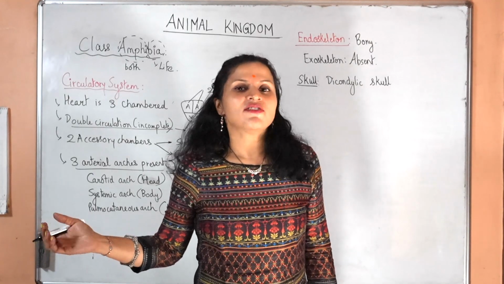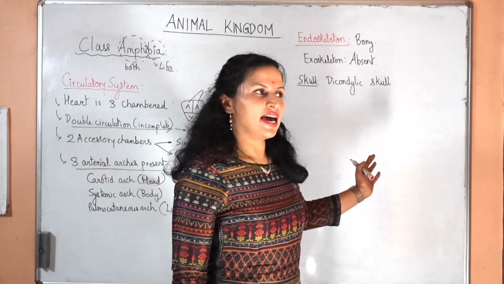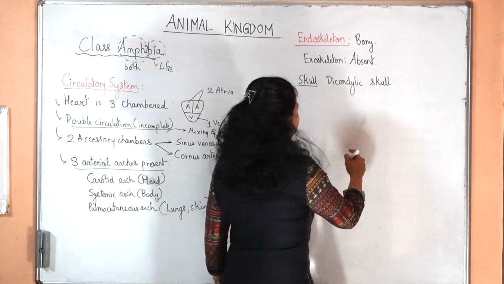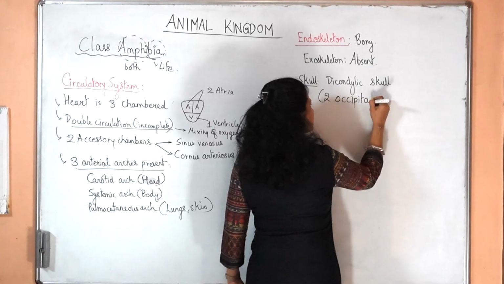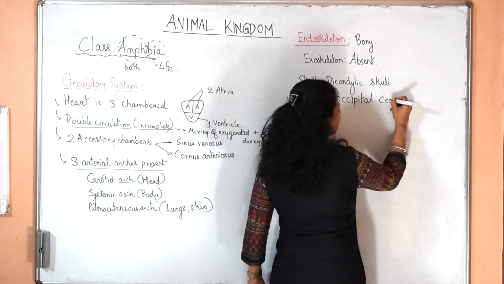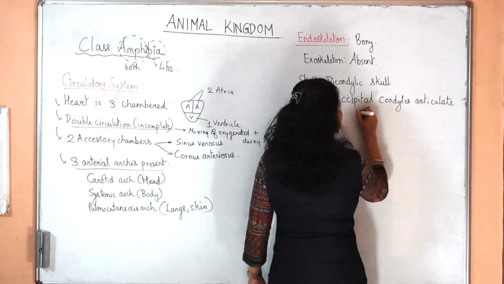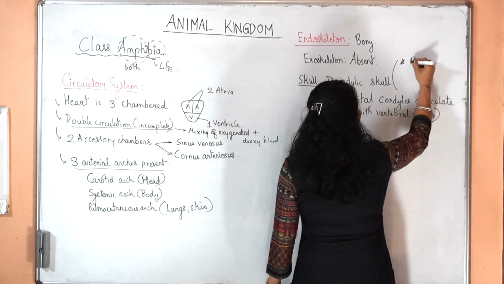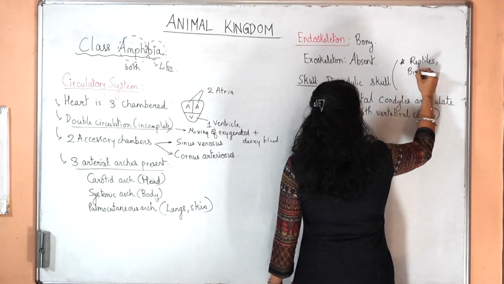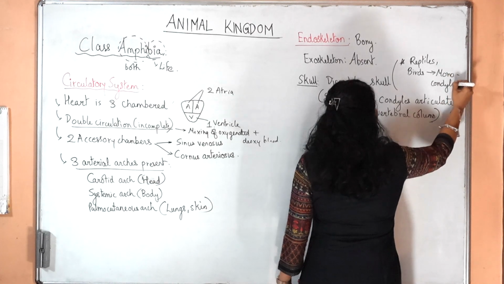Reptiles and birds have a monocondylic skull. Amphibians have a dicondylic skull. 2 occipital condyles articulate with the vertebral column. Reptiles and birds have monocondylic skulls.